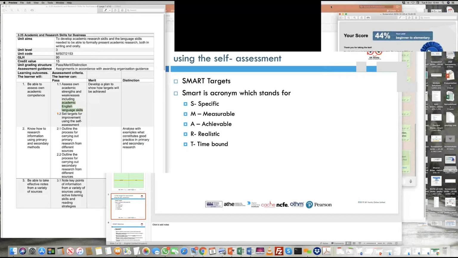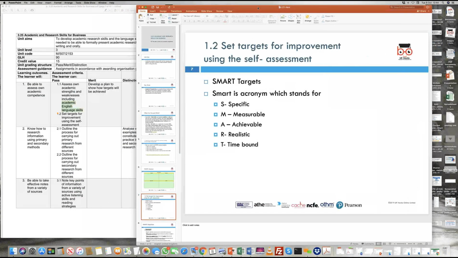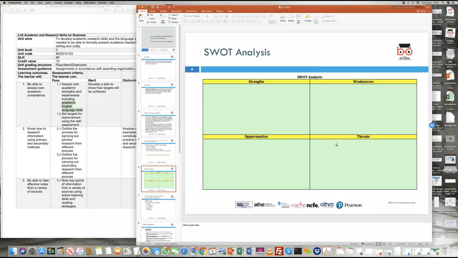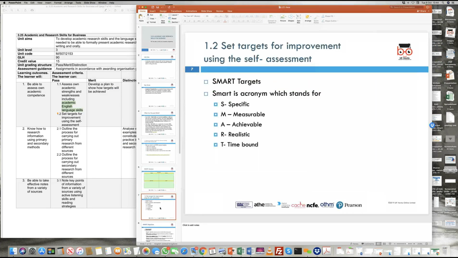Now, after this, in the second task, see, this is a practical unit. There is not much theory, but in the second task, once you know that I have my weaknesses and these are my threats, then what you have to do is create some sort of targets for improvement. And how would you set targets for improvement? Use something called SMART targets.